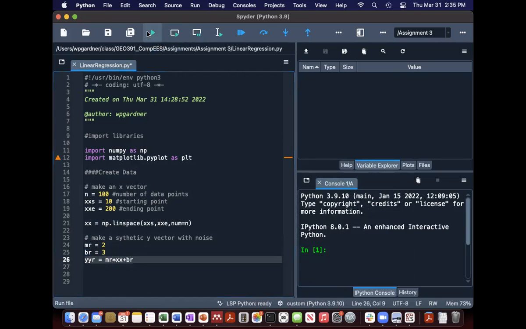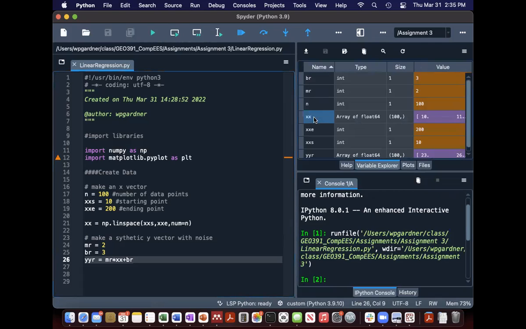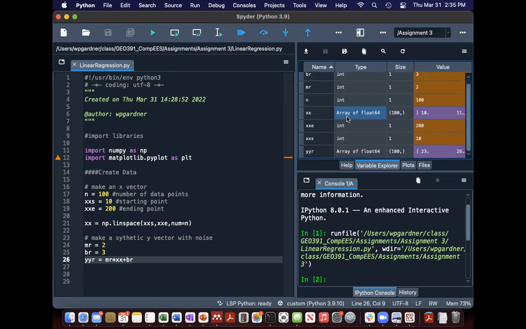I'm going to run this really quick and let's look at what we got. We have XX. It's an array of floats. Its length is 100, that's good. If I look at the values, it starts at 10 and moves up. I got YR, an array of floats. It starts at 23 and then moves up. So this is my real data with no noise.